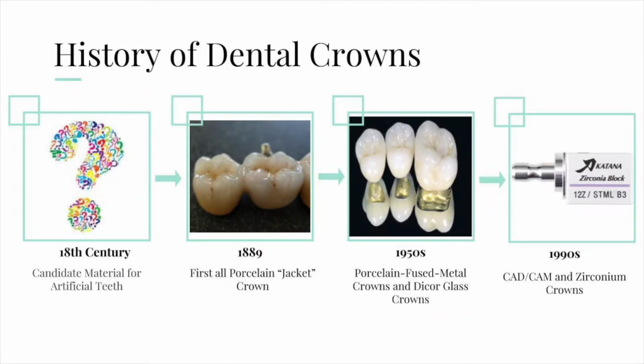Crowns have come a long way since the 18th century, where they were just an idea. At that point, the main materials for artificial teeth were human teeth, enamel teeth carved into human teeth, ivory, and porcelain teeth. In 1889, the first all-porcelain jacket crown was made by Charles H. Land to rebuild a missing tooth.